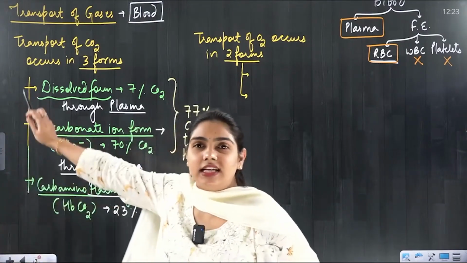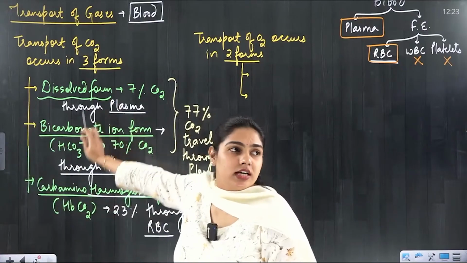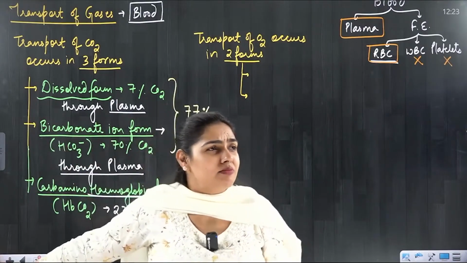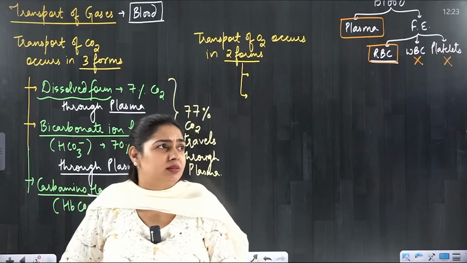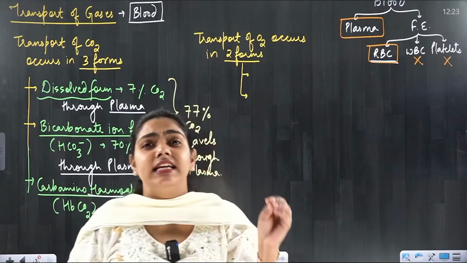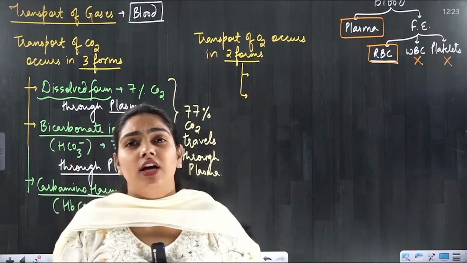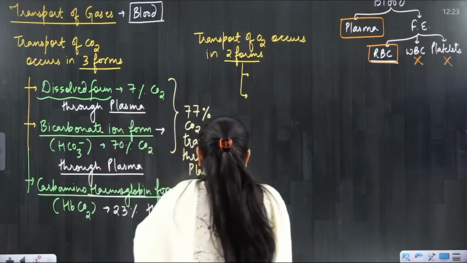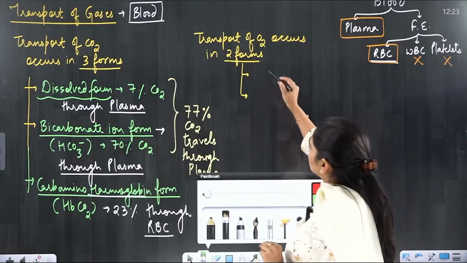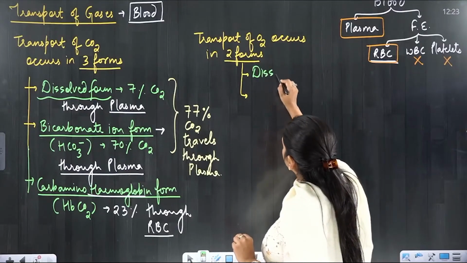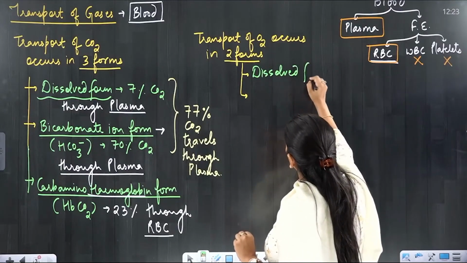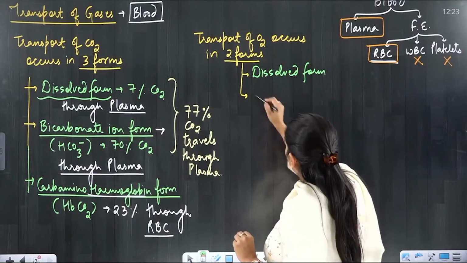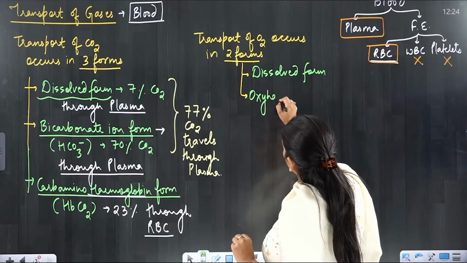So, understanding this, three forms. Are you understanding all these three forms? Everyone, please give me a thumbs up if you are understanding these three forms. Now, I will tell you very easy two forms of oxygen. Oxygen will travel only in two forms. One is the dissolved form, and one is the oxyhemoglobin form.